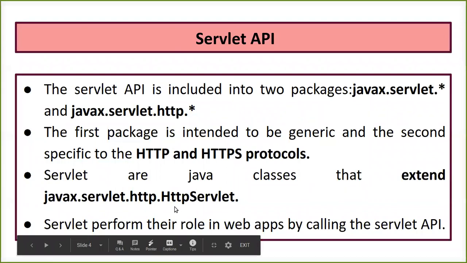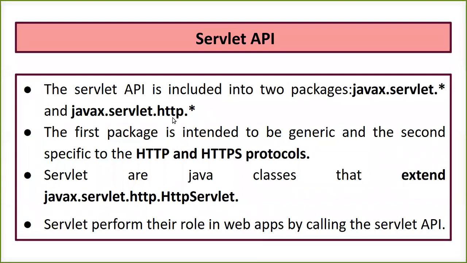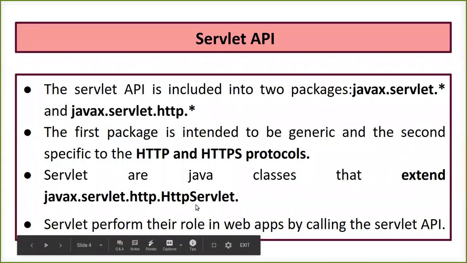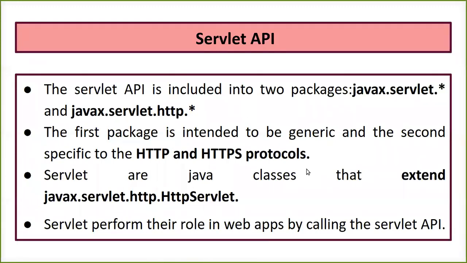Okay, and the specified class which we have for implementing a servlet is HttpServlet, which is present inside a particular package called javax.servlet.http.*. This star means it consists of numerous classes and interfaces, one of the classes being HttpServlet. Now, the servlet is going to perform its role in web applications by calling all these servlet APIs. Whenever we make any web application, we can use a number of servlet APIs in our program and create a web application using a servlet.